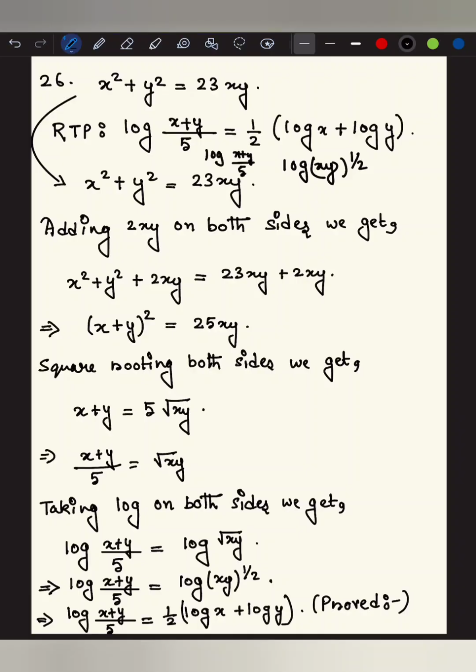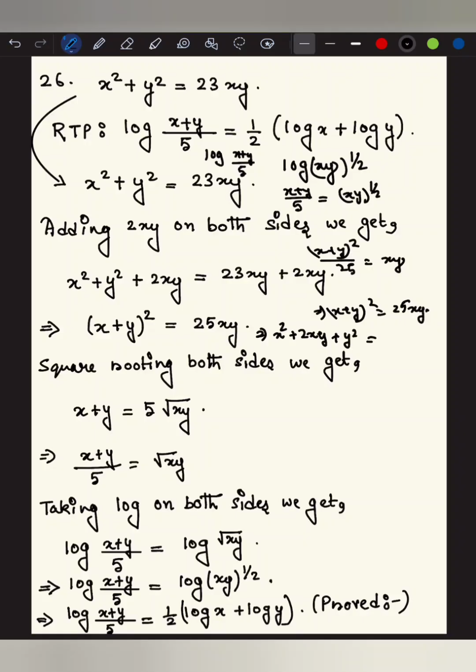Now if we take anti-log here, then we will get what? (x plus y) by 5 is equal to xy whole to the power half. Now if we square both sides, what we'll get is (x plus y) whole square by 25 is equal to xy, which implies (x plus y) whole square is equal to 25xy, which implies x square plus 2xy plus y square is equal to 25xy.